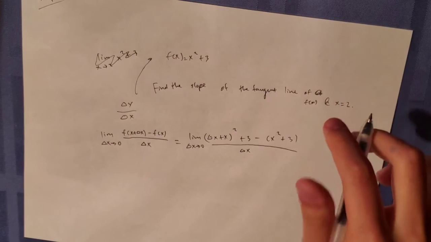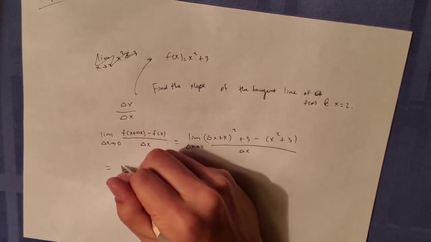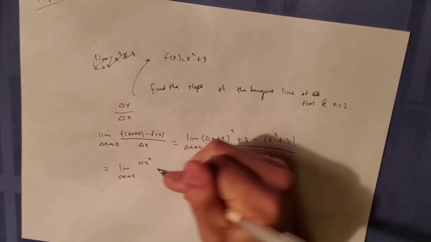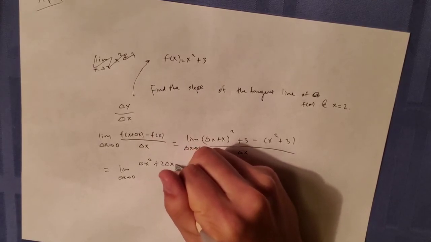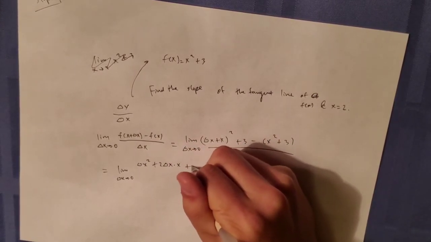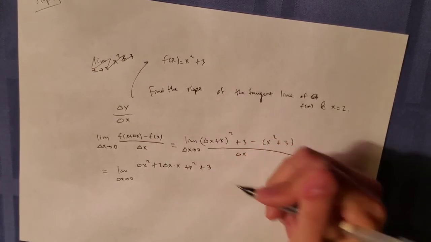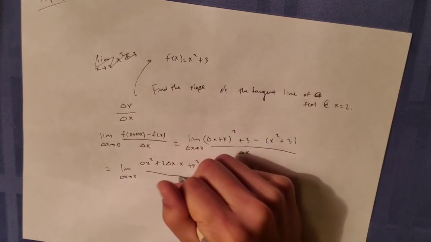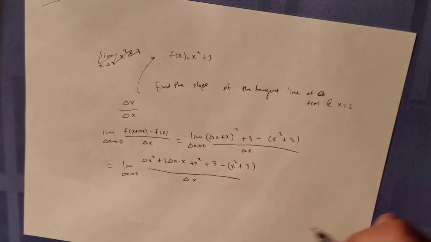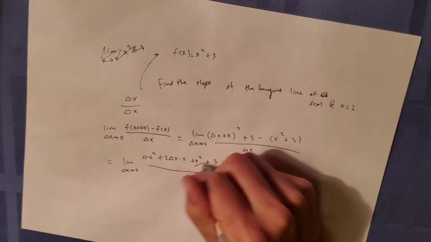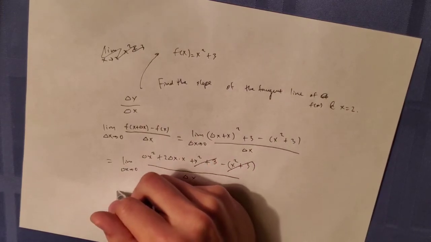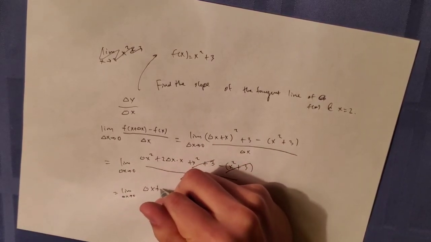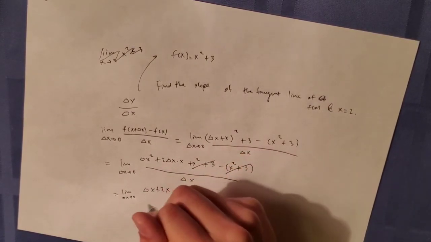Okay? And if we expand this out, this equals the limit as delta x approaches 0 of delta x squared plus 2 delta x times x plus x squared plus 3 minus x squared plus 3 all over delta x. And we can see that this cancels with that. And if we divide through, we have the limit as delta x approaches 0 of delta x plus 2x. Now we can evaluate the limit.